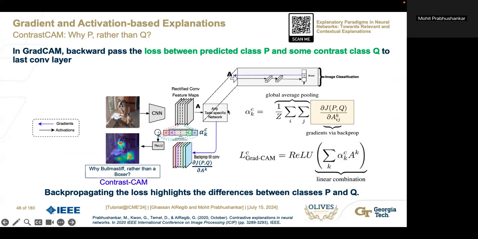Again, nothing from both counterfactual CAM and contrast CAM is different. The way you get your alpha, the way you multiply alpha given your convolution channels, and the way you use ReLU is all going to be exactly the same. What you're going to be backpropagating is different. Initially, you were backpropagating prediction for GradCAM, the negative of prediction for counterfactual CAM, and now you're backpropagating a loss function between some P and some Q for the output for the contrast CAM. So the methods themselves are essentially the same. What is changing is basically what you're backpropagating.